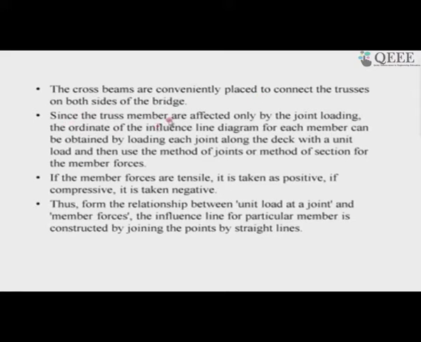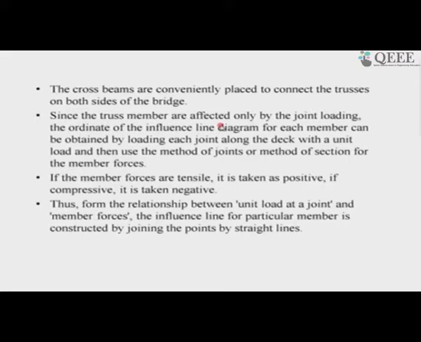Since the truss members are affected only by the joint loading, the ordinate of the influence line diagram for each member can be obtained by loading each joint along the deck with a unit load and then using the method of joints or method of sections for the member forces. So, it may look ridiculous that suddenly we have shifted from loading a structure by wind load to a unit load, and it should move on my structure, and then only I will be examining what is affecting.